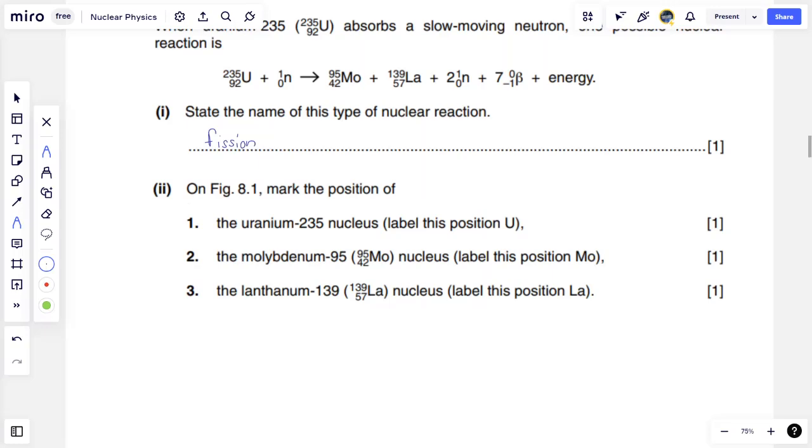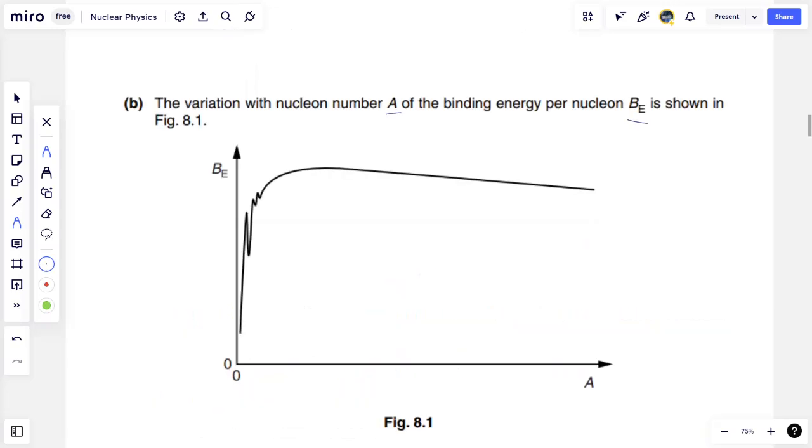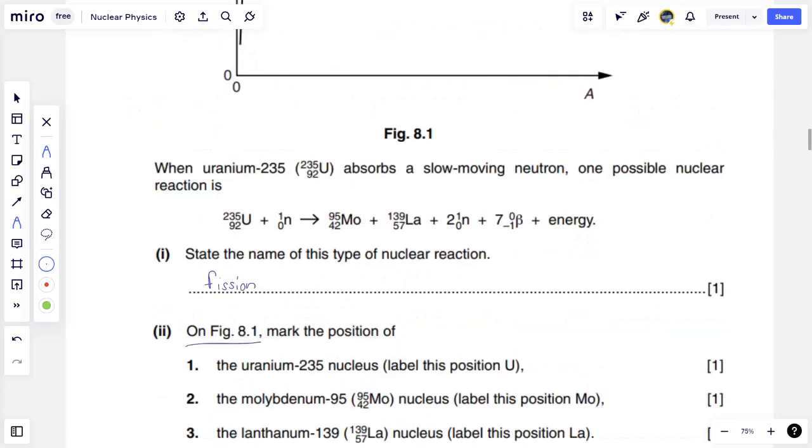On figure 8.1, mark the position of the uranium-235 nucleus, the molybdenum nucleus, and the lanthanum nucleus. Okay, let's first mark the uranium-235 nucleus. I'm not given any numbers. I'm not given a scale. So obviously, this is a bit of a thumbs up. It's a bit of an estimation.